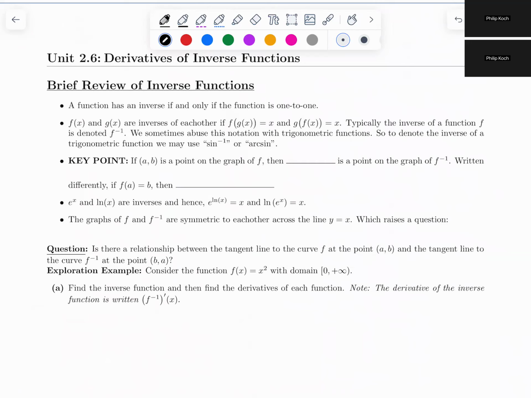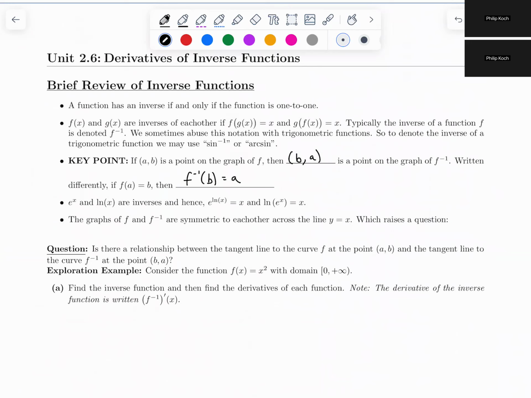So key point about inverse functions: if a comma b is on the graph, then b comma a is on the graph of the inverse function. Written differently, if f of a is equal to b, then f inverse of b is equal to a. They undo each other. If a gets sent to b from f, then b gets sent to a backwards from f inverse.